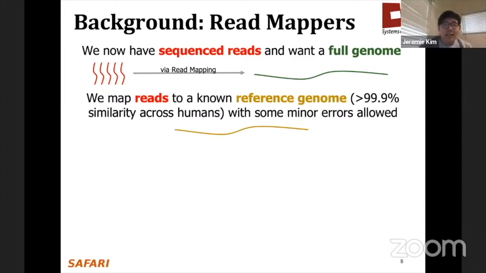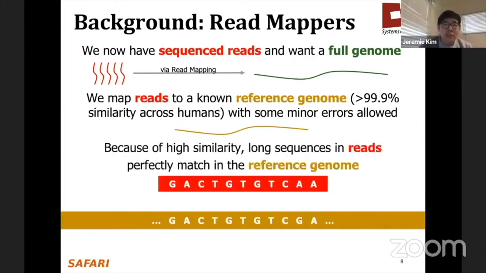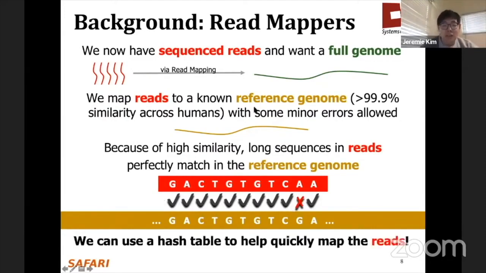And the differences between my genome and the reference genome, or someone else's genome, is what makes each of us unique. So because the reference genome exhibits high similarity, long sequences in reads match to the reference genome perfectly. So here we have 9 sequential nucleotides in this read, this red strand read here of size 11, that match perfectly to the reference genome. So we can use hash tables to quickly help map the reads. And I'll talk about how we do that next.